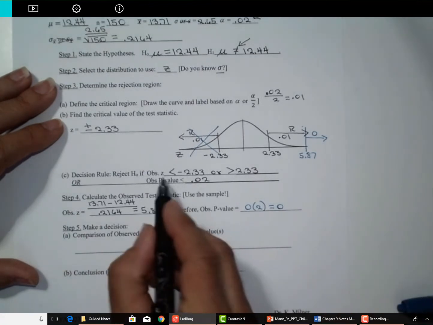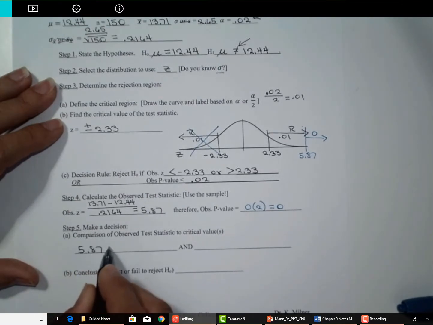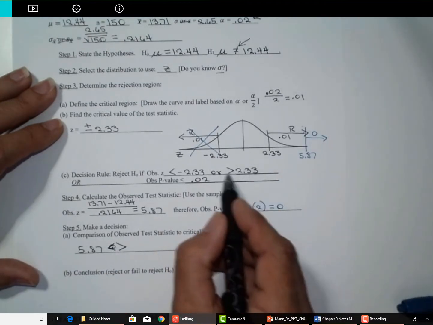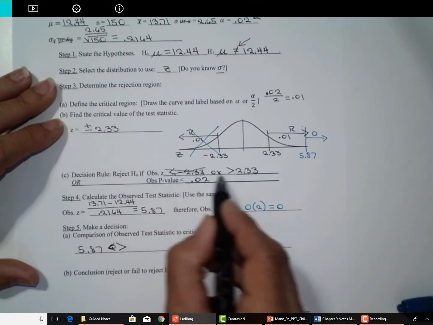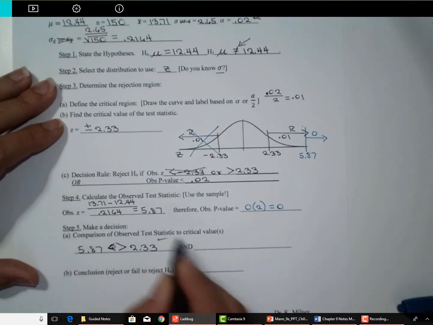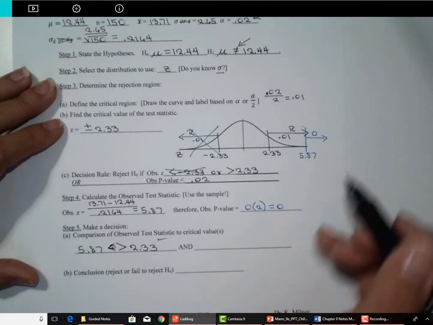So let's do the comparison. Observed z, 5.87, has to be greater than, because I'm working on this side of my curve. So I'm not going to use this part of the test. I'm just going to use this one: greater than 2.33. And 5.87 definitely is greater than 2.33. As we can see when we drew our picture, it falls into the rejection region.